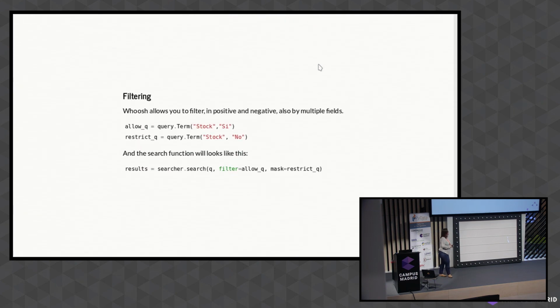Filtering. You can filter in a positive and also in a negative way. Actually, while you are typing in our search engine, you are making two calls to our search: one for retrieving the hits and one for retrieving the categories. And if you mark one of those categories, they will filter your previous query and retrieve the results.